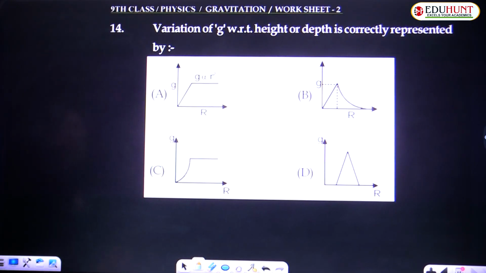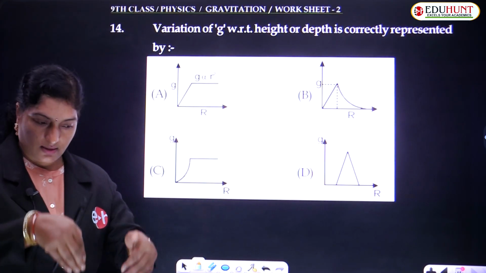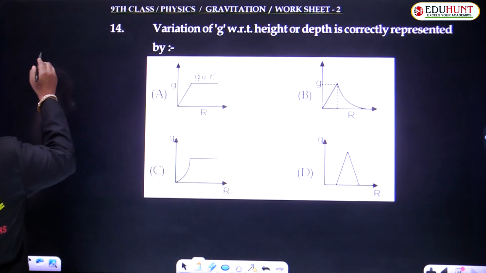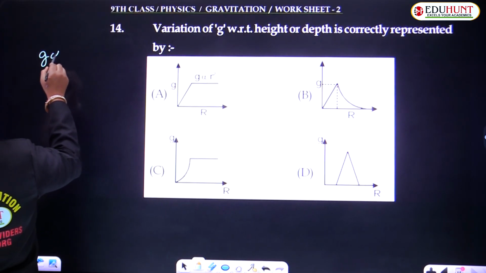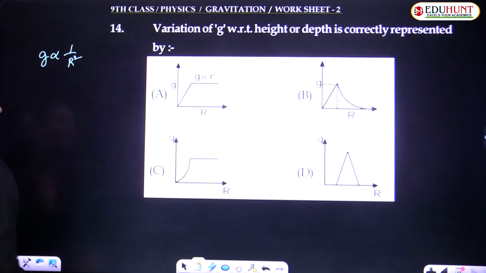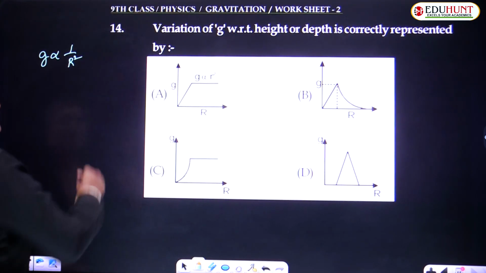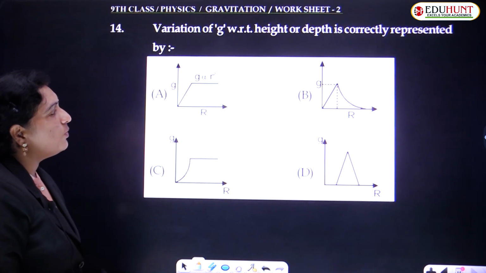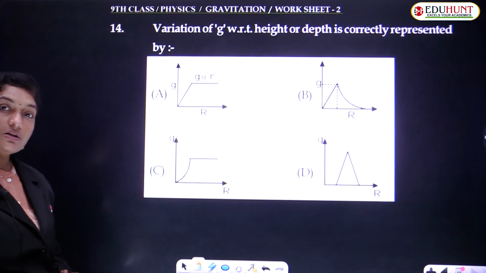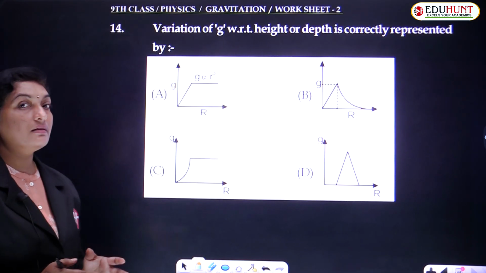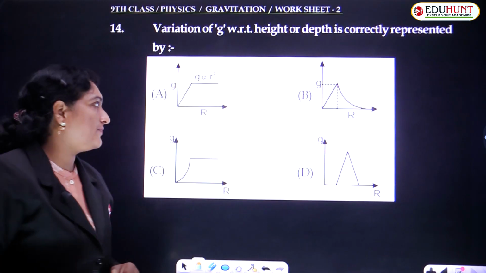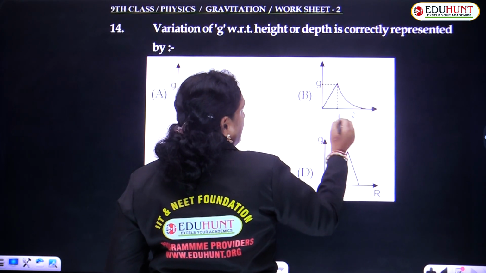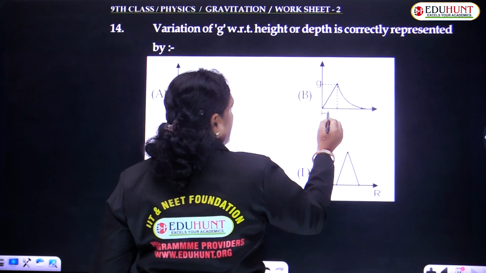Variation of g with respect to height or depth is correctly represented as. Children, as we move deep inside the earth's crust, then g is proportional to r with respect to depth. With respect to depth, we know that the value of g decreases. Similarly, as we move away from the surface of the earth, the value of g also decreases. But the value of g will be maximum at the surface of the earth. So here, not this exactly, the r must be here, children. This must be the value of r.